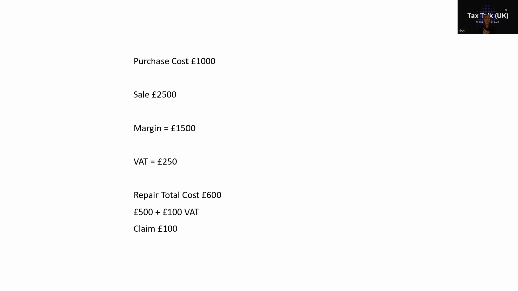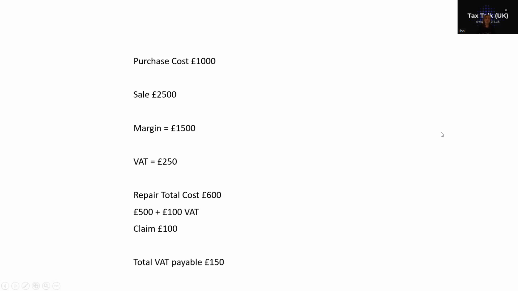And if all the criteria were met, then the same as any other transaction, we would be able to reclaim the VAT in this scenario that we had paid of £100. So that repair cost of £600 was £500 plus £100 VAT, and we're going to be able to claim the £100 VAT that we've paid.